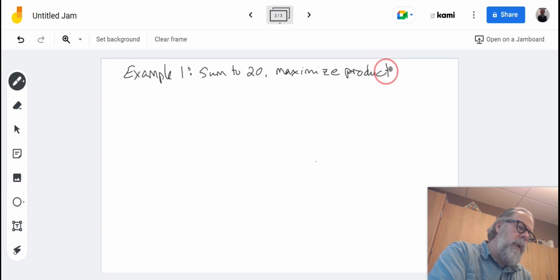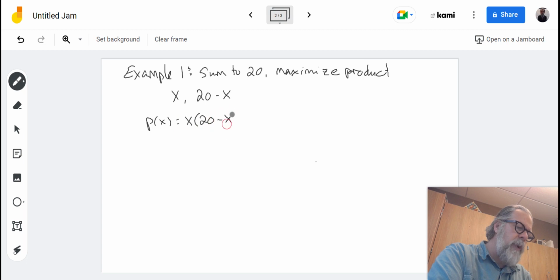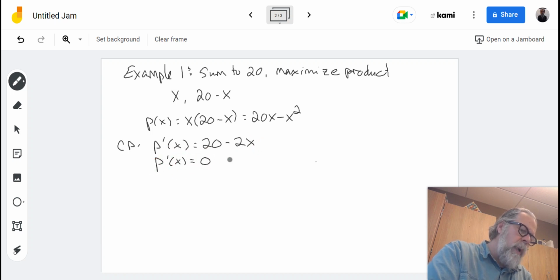First thing we're going to do is think about the idea of sum to 20. If we make one of our numbers x, then the other one must be 20 minus x in order to have them sum to 20. The product, p of x, will be x times 20 minus x, which is 20x minus x squared. Finding the critical points, we just very quickly take the derivative of p of x and we get 20 minus 2x. And setting the critical point equal to 0, we get that x must equal 10.